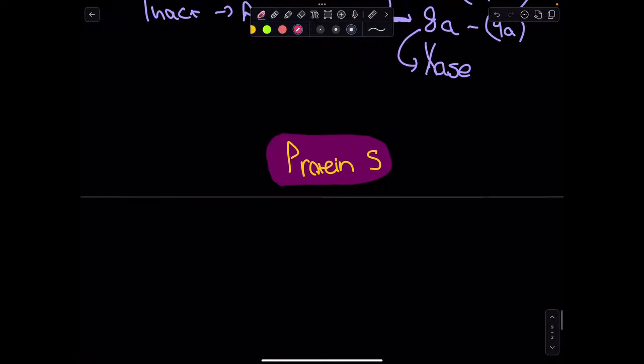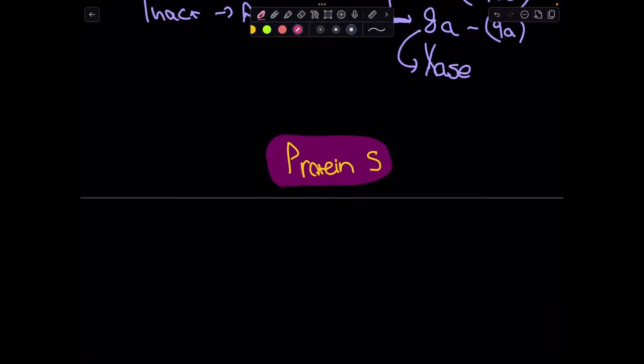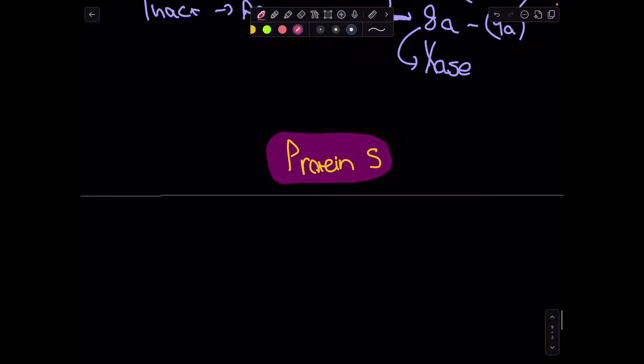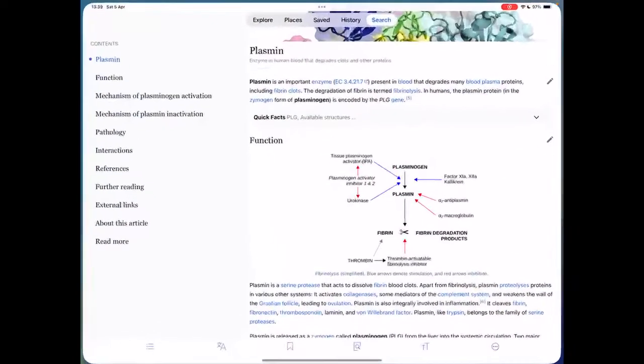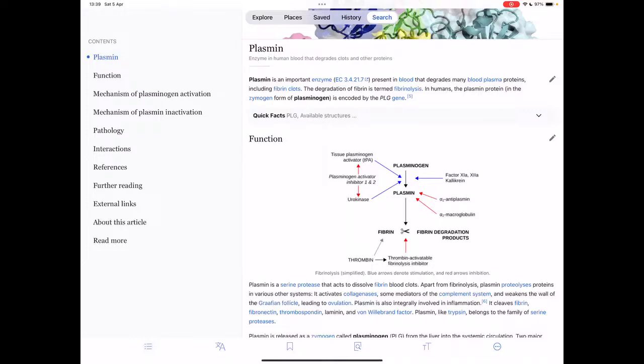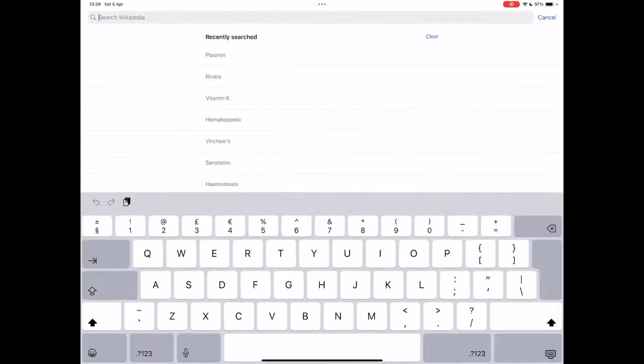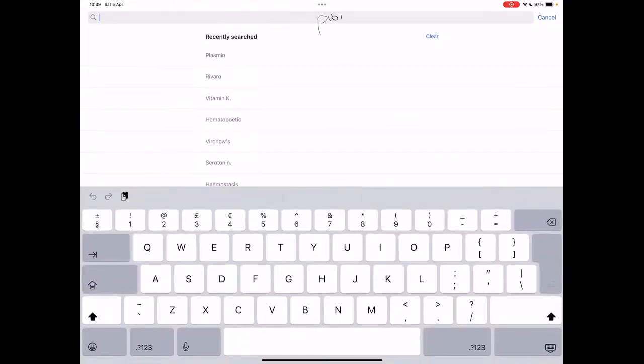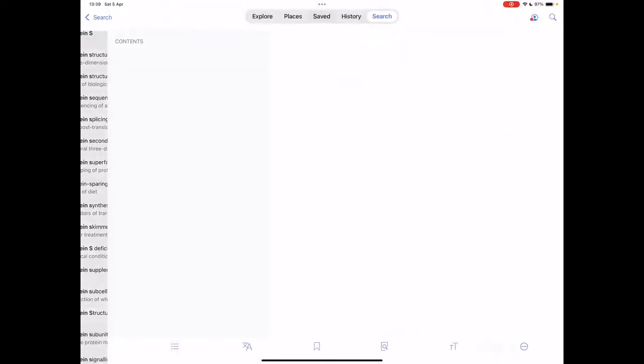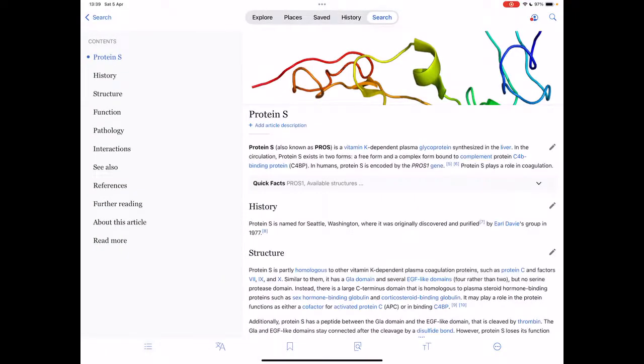Sure. Protein S not only acts as a cofactor for APC, but also has some direct anticoagulant properties. It's essential in preventing excessive clotting and maintaining the balance in the coagulation system. I'm a bit confused. No worries. Simply put, protein S supports activated protein C in its job of slowing down clot formation. It also has its own mild anticoagulant effects, helping to keep the clotting process in check.